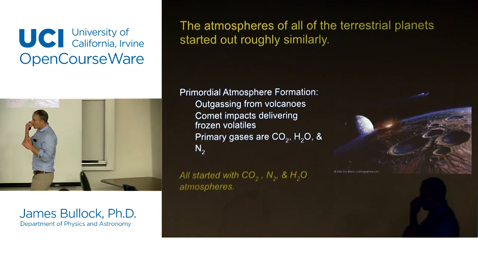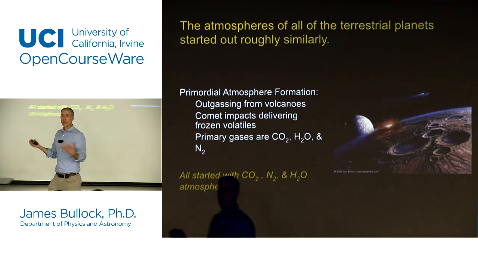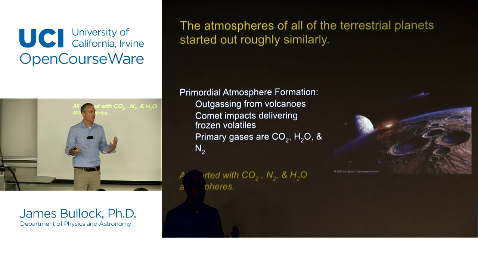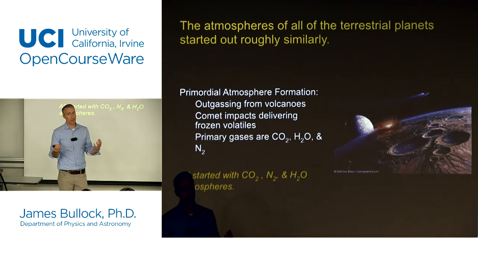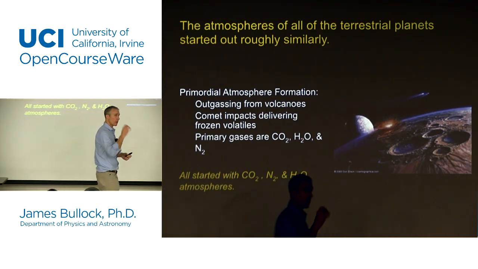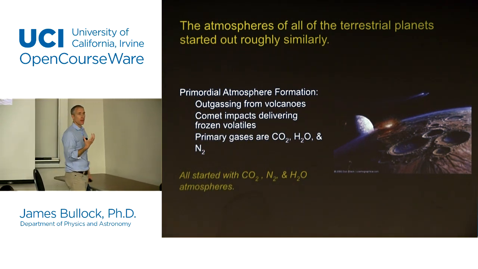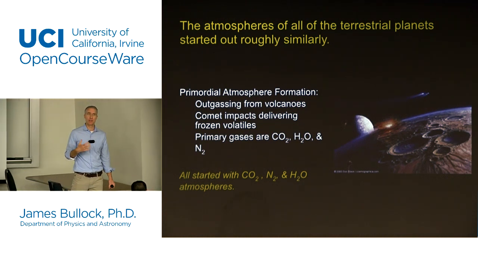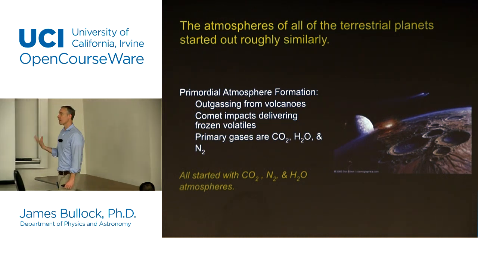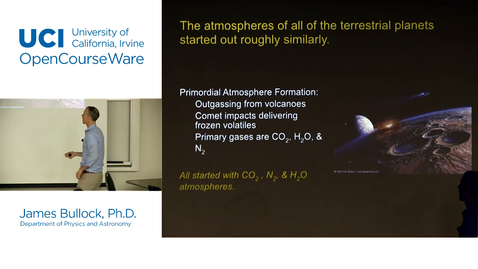Now, all these terrestrial planets, we think, started off with basically the same atmospheres. But they didn't end up with the same atmospheres. But we think in the very early solar system, all these rocks were basically the same mass, so they have kind of the same escape speeds. They're living in the same environment, and we think they all started with mostly the same atmospheres.